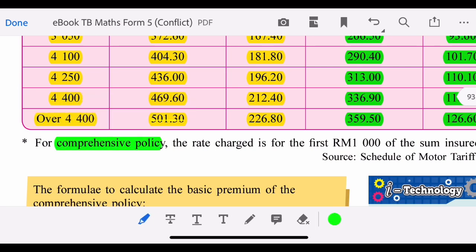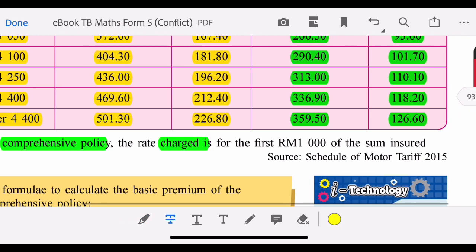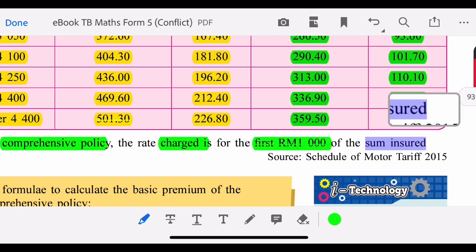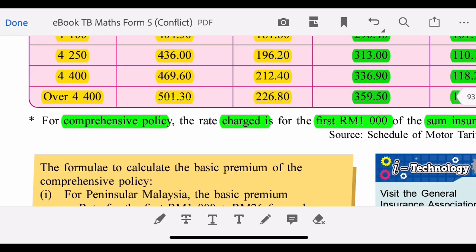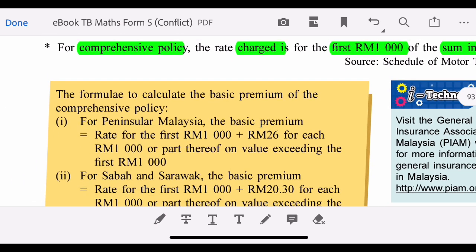So for comprehensive policy, the rate charged is for the first 1,000 of the sum insured. And this data is from the source of the Schedule of Motor Tariff 2015. So when you do the calculation, you have to refer to the Schedule of Motor Tariff.